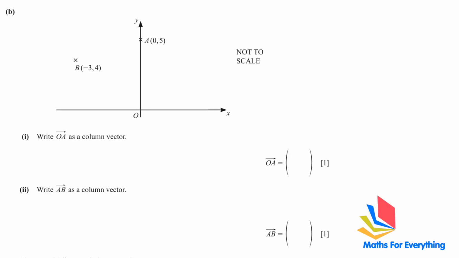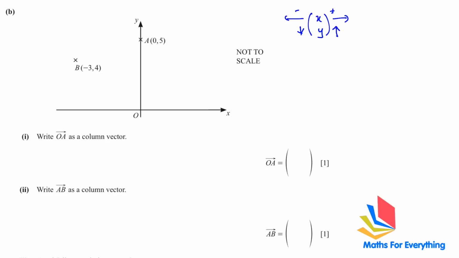Part B, we have been given 2 points on a grid and we must write OA as a column vector. Before we start solving this question, let's write down: in a column vector, the top number represents x and the bottom represents y. If your x is positive, it means you are moving to the right. And if your y is positive, you are moving upwards. Negative x means moving to the left, and negative y means moving downwards.